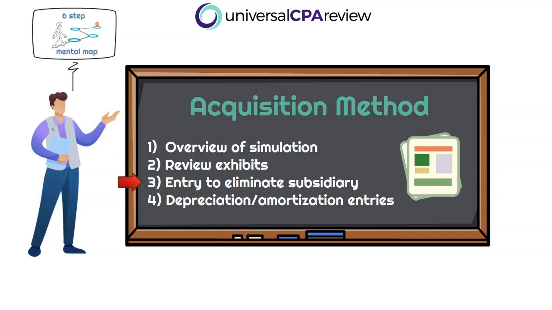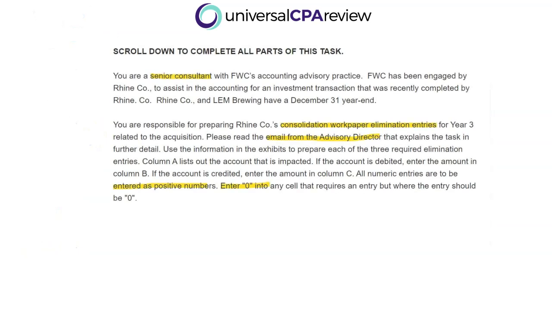And then the first real task that we're going to do is the entry to eliminate the subsidiary that's being acquired, and then we're also going to have to propose journal entries for the depreciation and amortization on the step up in fair value. So as the instructions indicate, our role is as a senior consultant with FWC, which is the accounting advisory practice of the firm. Right, and basically we've been engaged to help our client, Ryan Company, with the acquisition and consolidation entries for the acquisition they just made of Lem Brewing. The instructions then indicate that the advisory director of our team sent us an email that explains the task, right? So that's where we're going to have to go next.